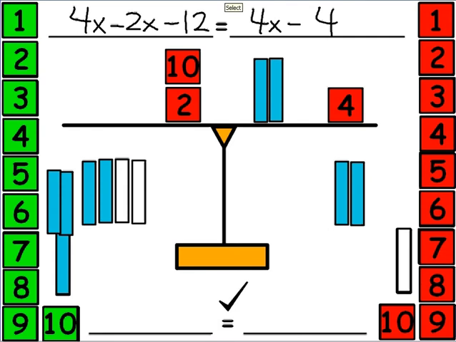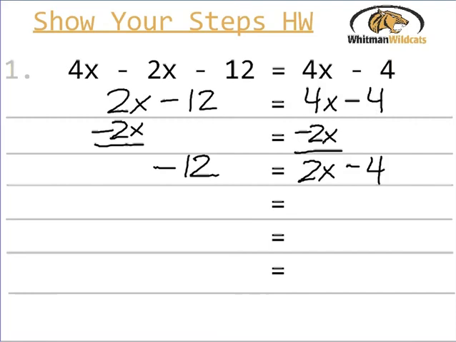I can get rid of this minus 4 by adding a positive 4 on the right side, but whatever I do on one side, I've got to do the same thing on the other. So I've added a green 4 on the right to help get rid of the red 4, but I have to do the same thing on the left. So in our equation, let's see what that looks like. I've added positive 4 on the right side, and I've added positive 4 on the left side.